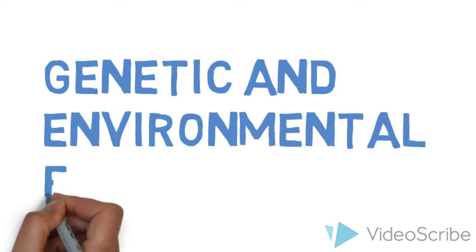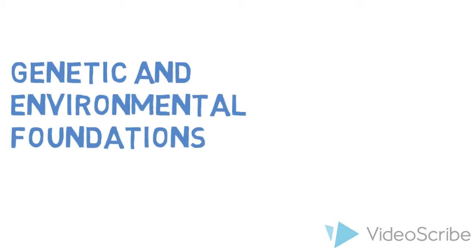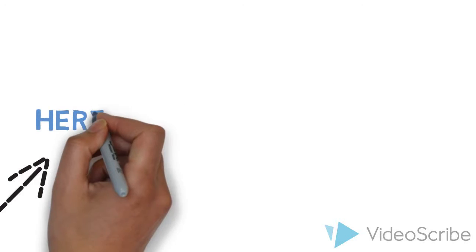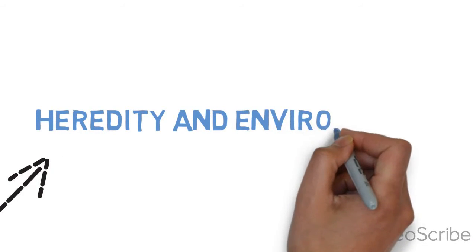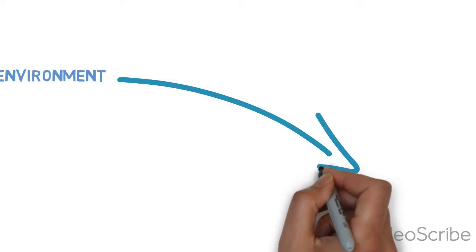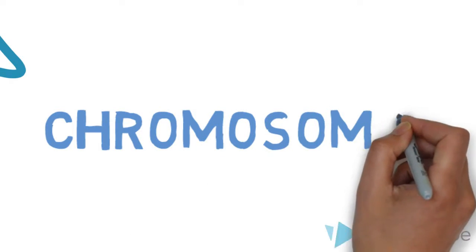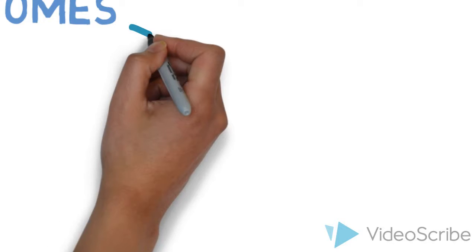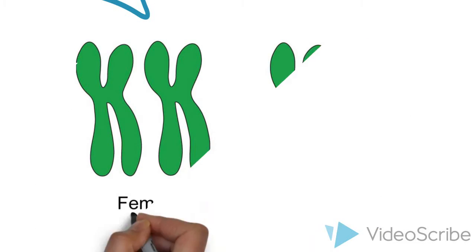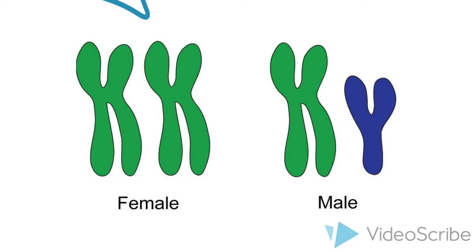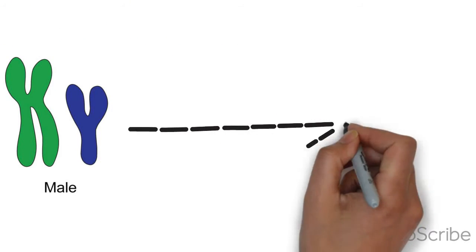Genetic and Environmental Foundations. This chapter examines the foundations of development: heredity and environment. The discussion begins at the moment of conception, an event that establishes the new individual's hereditary makeup. Chromosomes containing genetic information from each parent combine to determine characteristics that make us human and also contribute to individual differences in appearance and behavior.